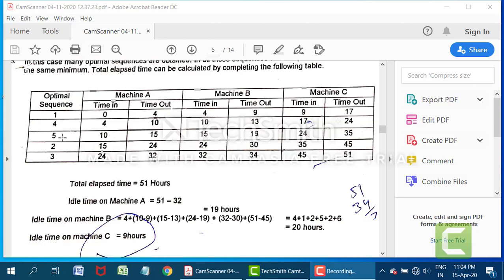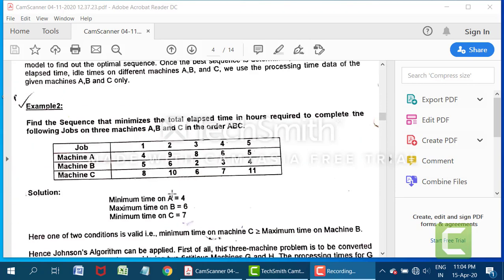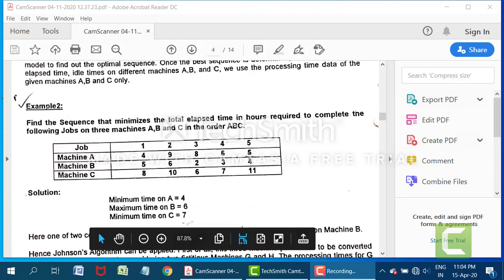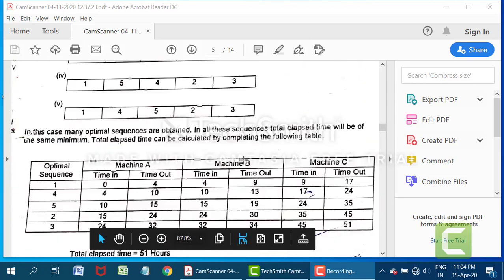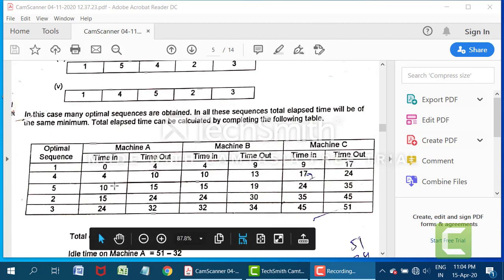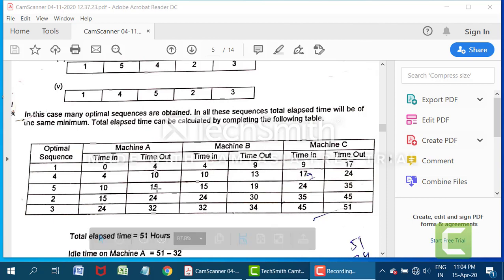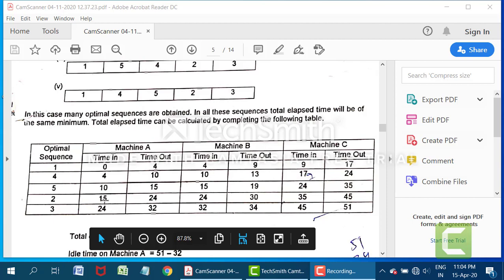What is the operation time for the fifth job on the first machine? 5 minutes. So the clock started at 10, and it ends at 10 plus 5, 15 minutes. The next job will be taken exactly at clock time 15. Like that, adding the operation time, we get 24. So the next job will be taken exactly at clock time 24. 24 plus the operation time for the third job on the first machine, if you sum up, becomes 32.